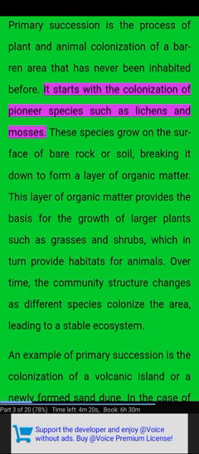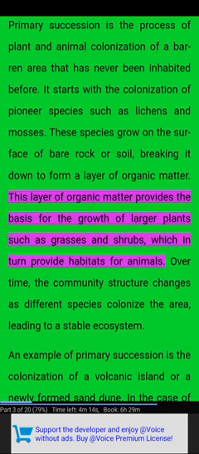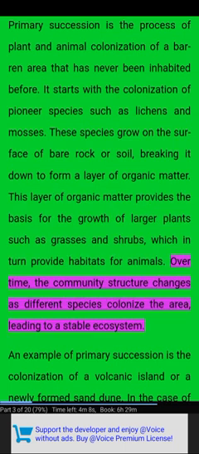It starts with the colonization of pioneer species such as lichens and mosses. These species grow on the surface of bare rock or soil, breaking it down to form a layer of organic matter. This layer of organic matter provides the basis for the growth of larger plants such as grasses and shrubs, which in turn provide habitats for animals. Over time, the community structure changes as different species colonize the area, leading to a stable ecosystem.